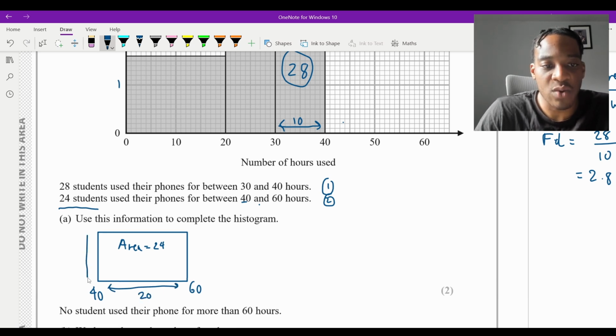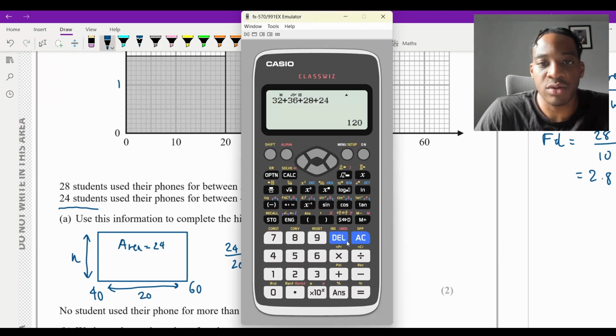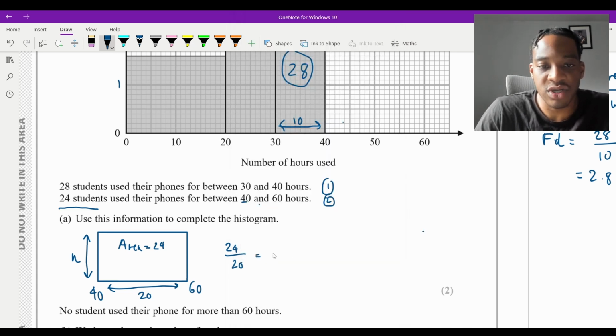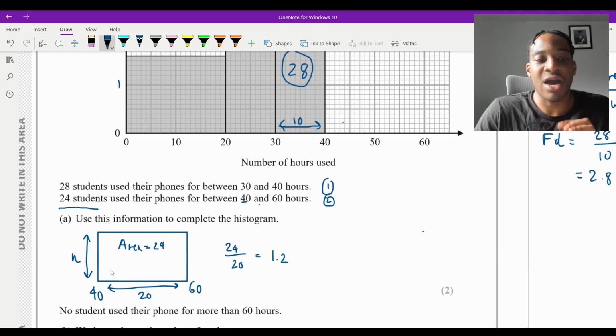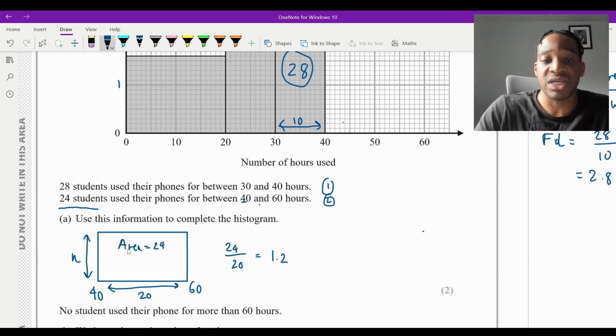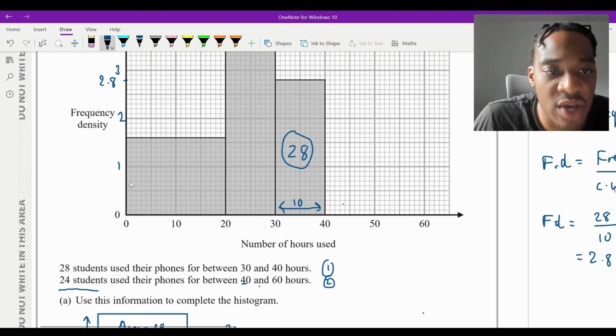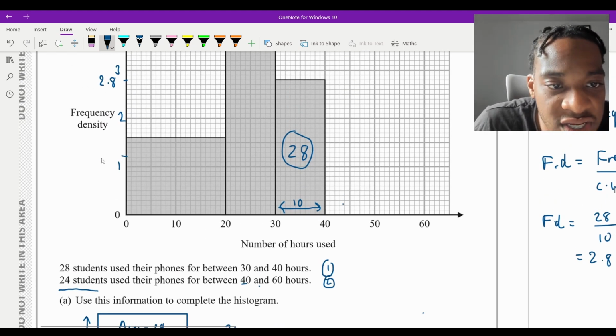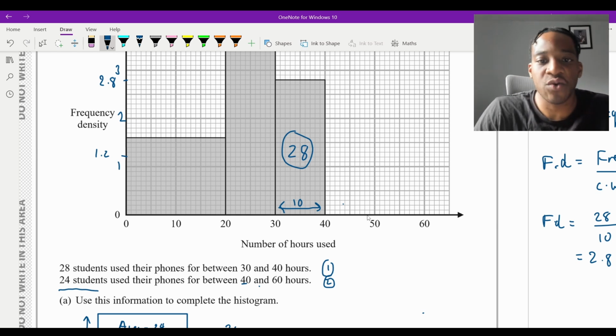And this here, the height, or to work out the height, which is the exact same as the frequency density, we're just going to do 24 over 20, which is equal to, just get my calculator, why not? 24 over 20. This is equal to 6 over 5, or 1.2. So this is going to be 1.2, meaning that we now know the height of this rectangle that is missing, and which represents the frequency density. So I'm just going to label 1.2 here, which is going to be right here. This is 1.2, and it's between 40 and 60, isn't it?